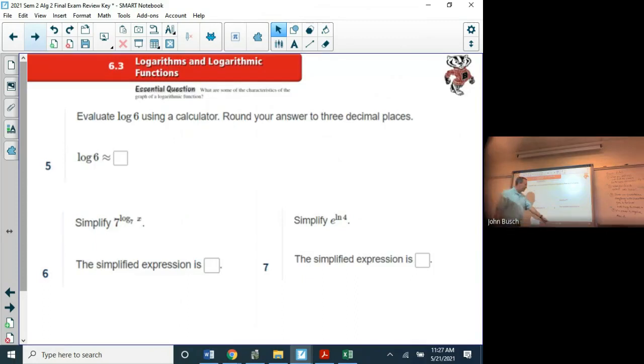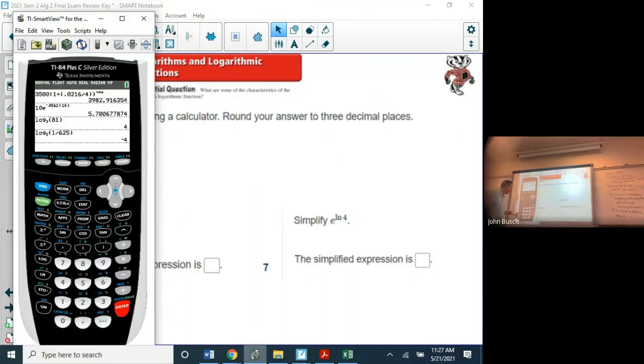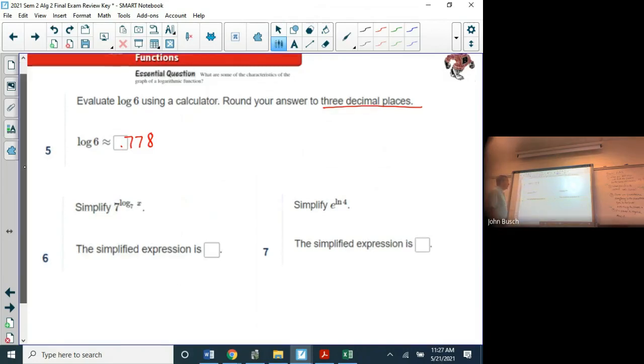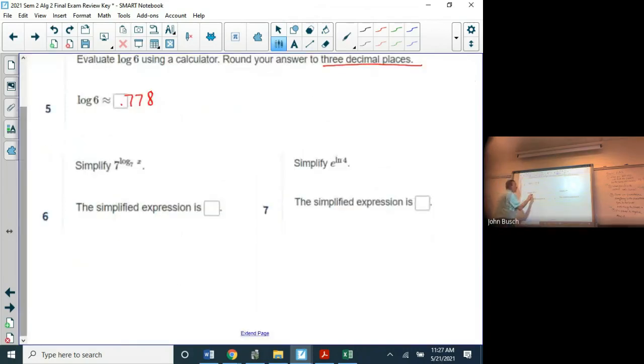Log of 6 on the calculator, press the log button. That means log base 10 of 6 is 0.778. Round to 3 decimal places. 0.778.